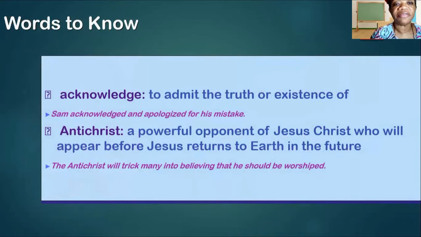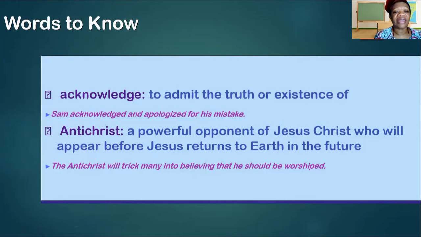Here are the words to know. The first is acknowledge. You see the word know in there, K-N-O-W? Acknowledge. It's related, because know is its root word. It means to admit the truth or existence of something. Sam acknowledged and apologized for his mistake.